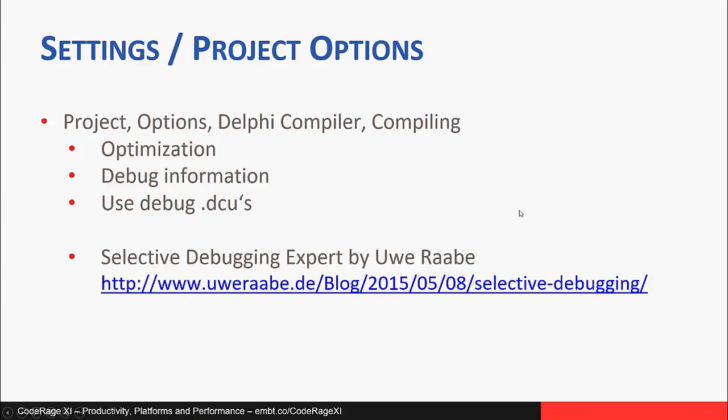An alternative for the Use Debug DCUs setting is to use the Selective Debugging Expert written by Uwe Rabe. It allows you to choose specific RTL units that you want to be able to step into and to ignore others. It's a great little tool and I really recommend it.